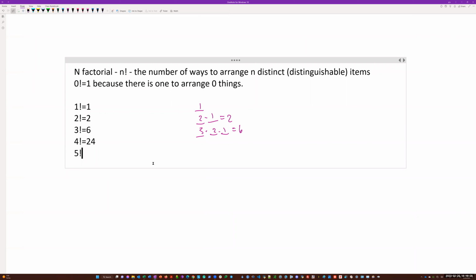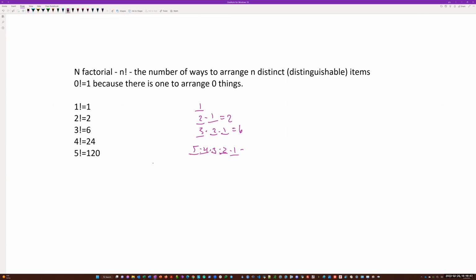What's 5 factorial then? What's 20 times 5? 100. What's 4 times 5? 120 is correct. 4 times 5 is 20, right? We get 120. Does that make sense? 5 times 4 times 3 times 2 times 1 is 120. Does that make sense?